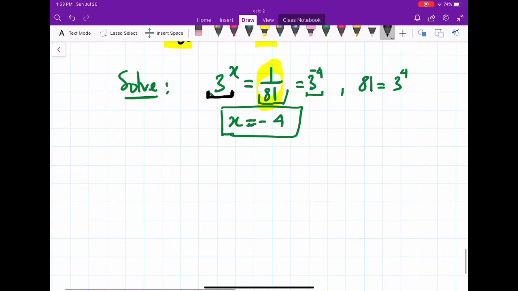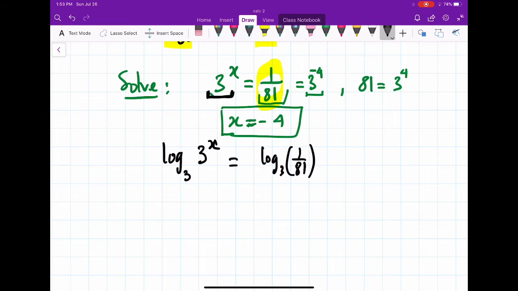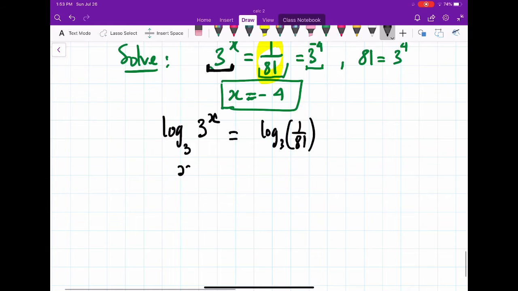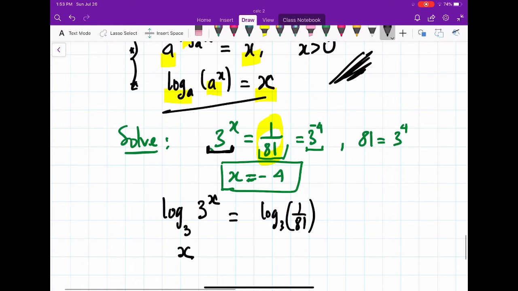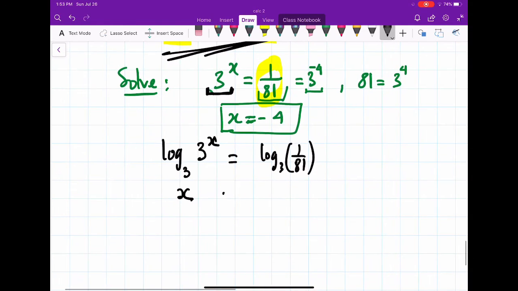Okay, so I have log, but I choose the base 3, okay? And here I have 3 to the x, and that is equal to log base 3 of 1 over 81. On the left hand side, I have x. On the right hand side, I have log base 3 of 1 over 81. And of course, you can use a calculator or whatever. But in this case, we should have -4. Agree?